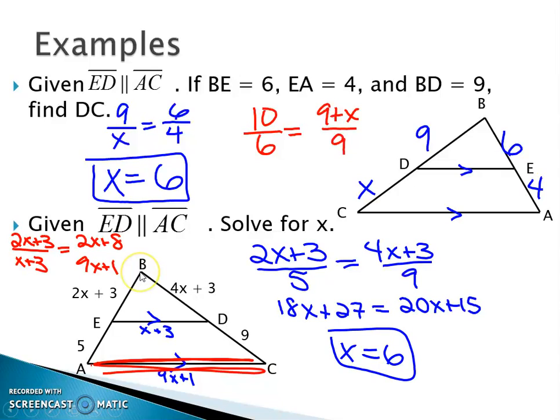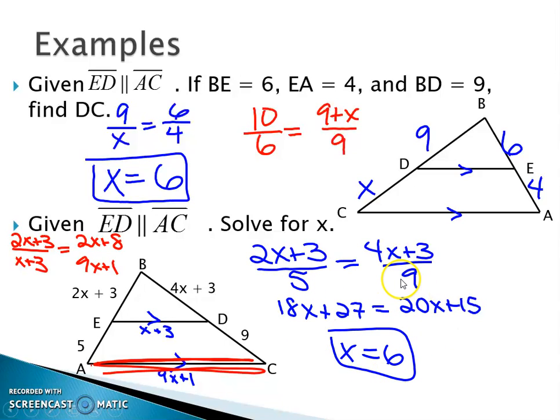So we're going to write 2x plus 3 over 5, because they're proportional here, and then 4x plus 3 over 9. So this is the left side, and this is the right side. And then what we're going to do is cross multiply and solve for x.